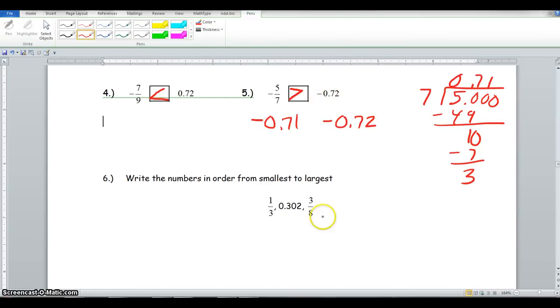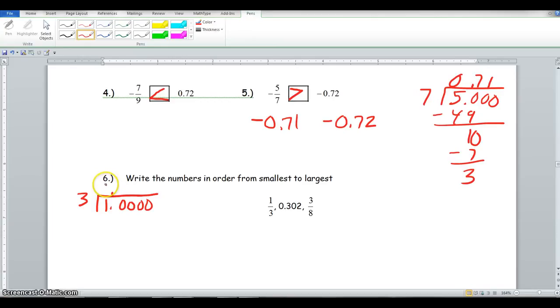Now we come here to number 6. It says write the numbers in order from smallest to greatest. Now we will have to divide out these fractions, and at least go to about 4 decimal places if necessary, because we already have one number that's to 3 decimal places.